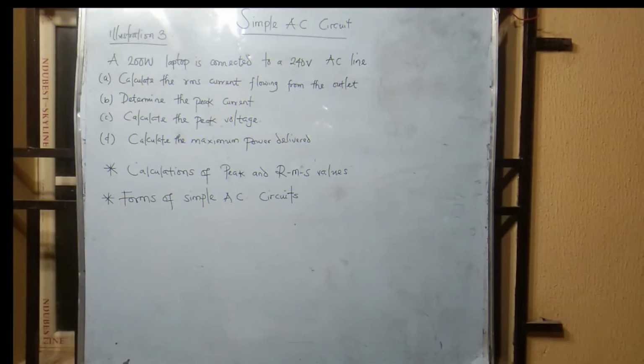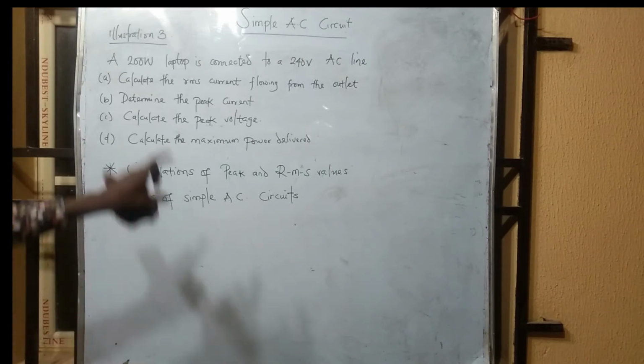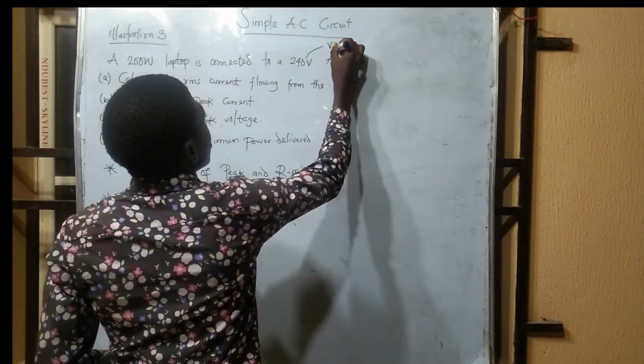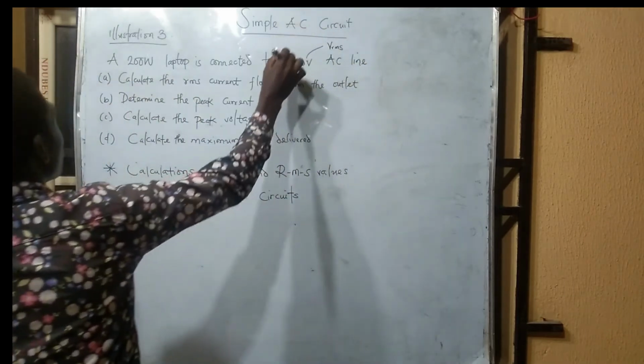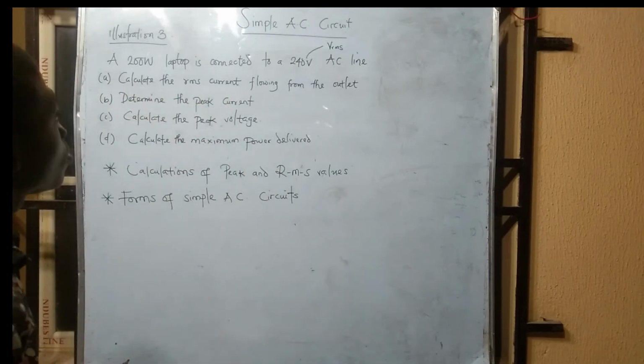So let's take this last example as we'll now proceed to the various forms of simple AC circuits in our next video. We have before us a question which states that a 200-watt laptop is connected to a 240 volts AC line. We are asked to calculate the RMS current flowing from the outlet. I want you to note that the value being given to us is our root mean square voltage, and they are asking us to look for our root mean square current.